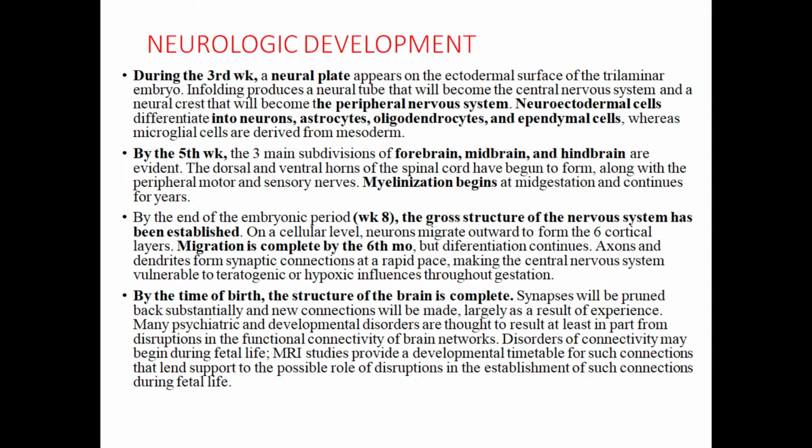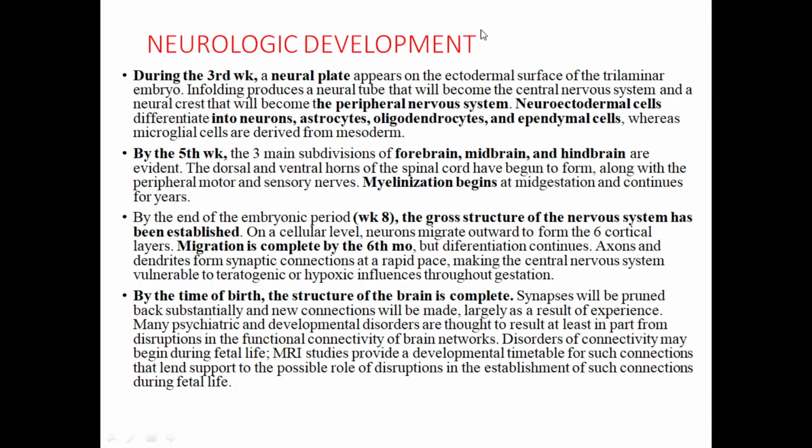Okay, neurological development. During the third week, a neural plate appears on the ectodermal surface of the trilaminar embryo, and finally produces a neural tube that will become the central nervous system, and a neural crest that will become the peripheral nervous system. Neuroectodermal cells differentiate into neurons, astrocytes, oligodendrocytes, and ependymal cells, whereas microglial cells are derived from mesoderm.